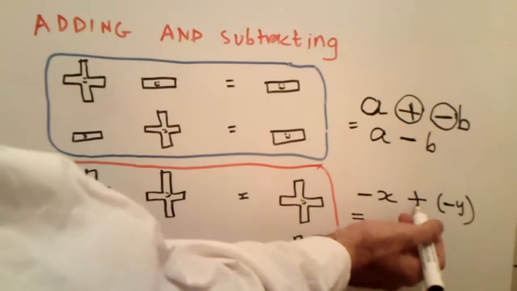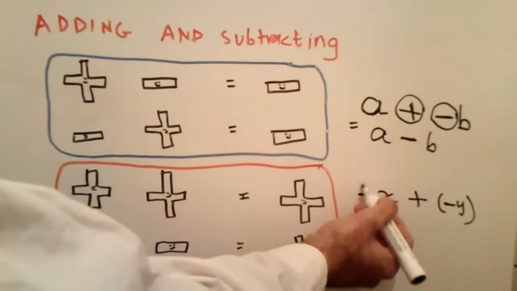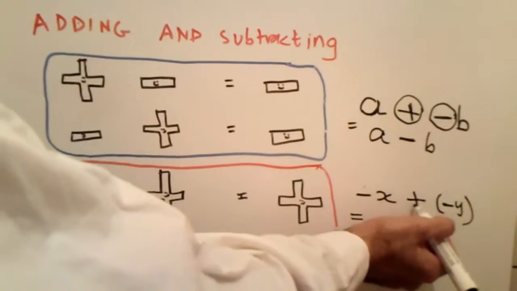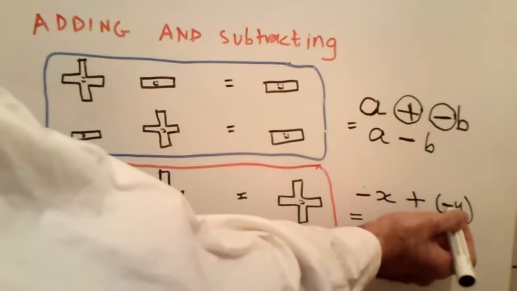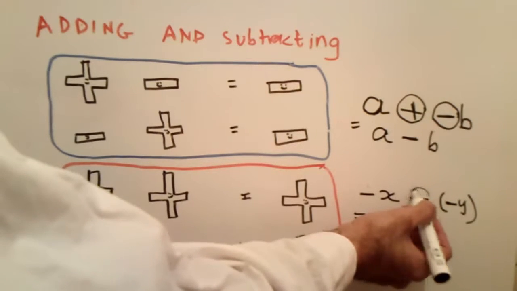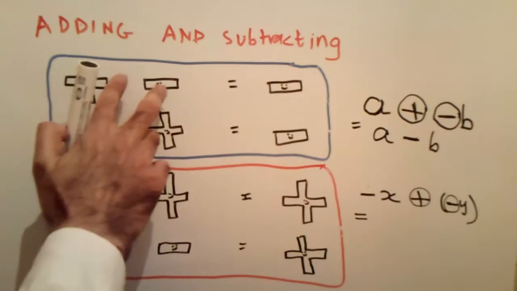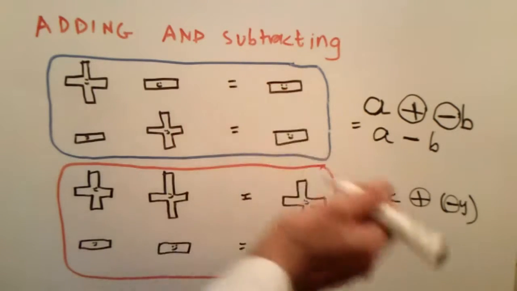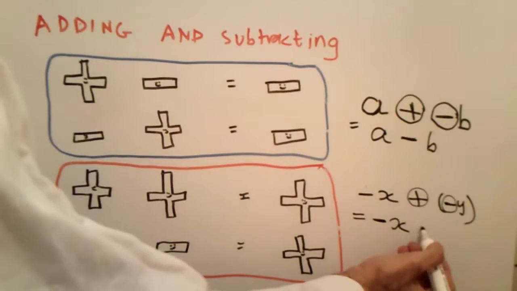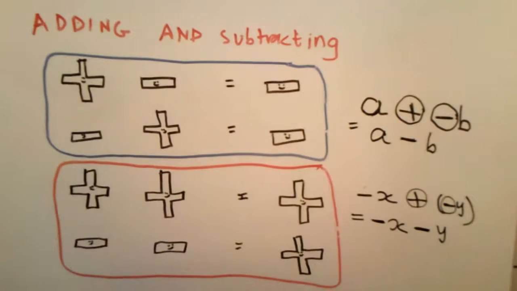How would we do this one? Negative X add negative Y. Again, remember, the sign of the X is not touching anything, so that's a negative X. That's the operator, and that's the sign of our letter Y. So we've got a positive and a negative touching each other, which becomes a negative. So we simply rewrite that as negative X take away, or minus, Y, and that's it.